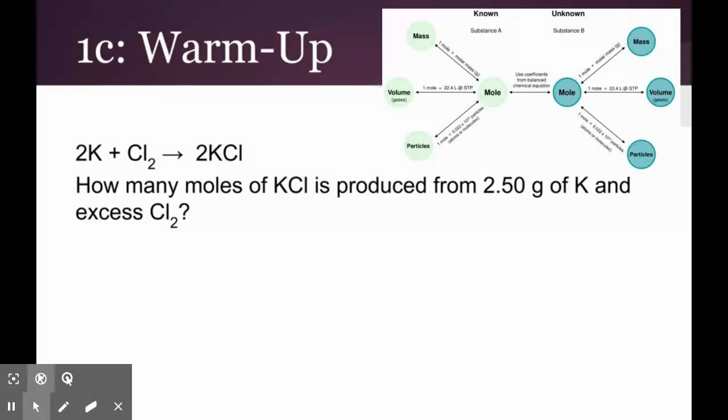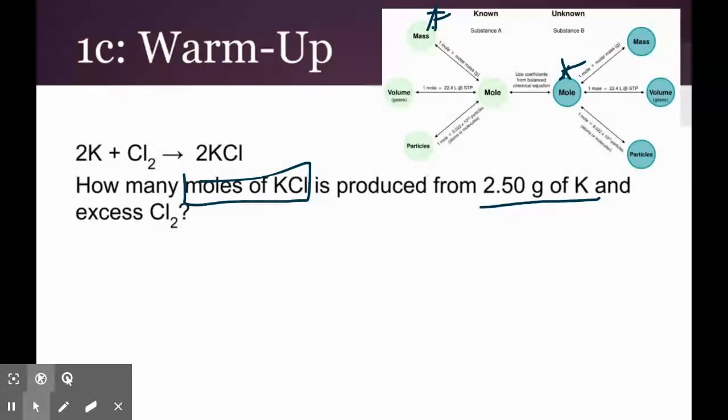Alright, how many moles of KCl is produced from 2.5 grams of potassium and excess Cl2? So our given information is this 2.5 grams of K. So we're starting off up here at mass of our known substance, and we want to know how many moles of KCl. So we want to go here to moles of our unknown.